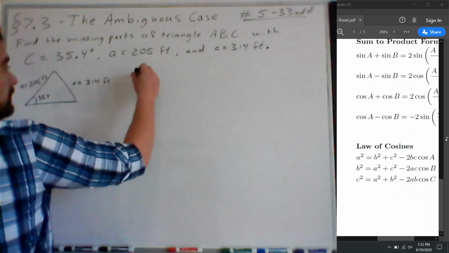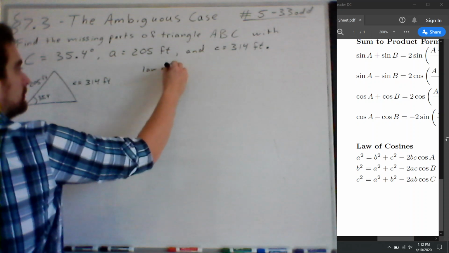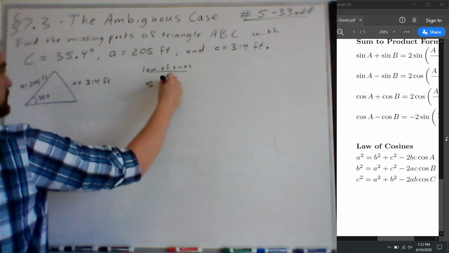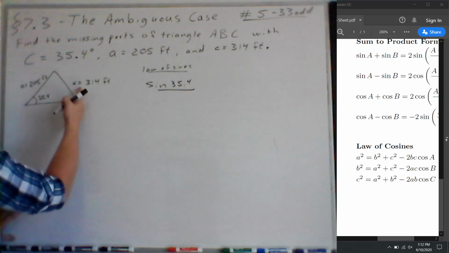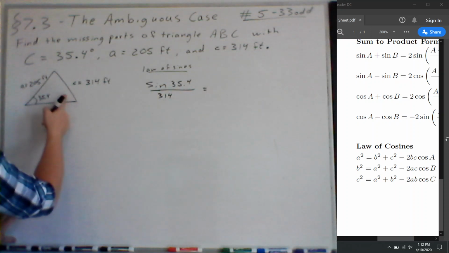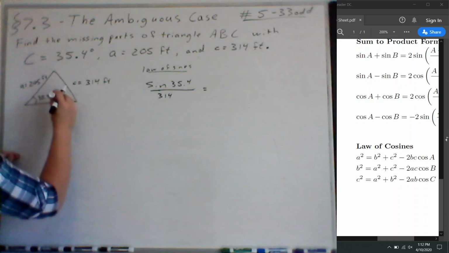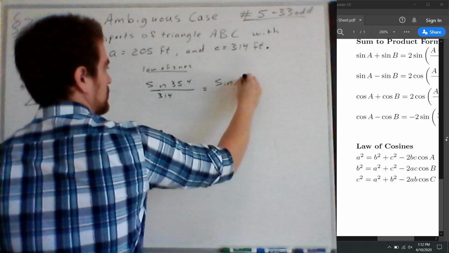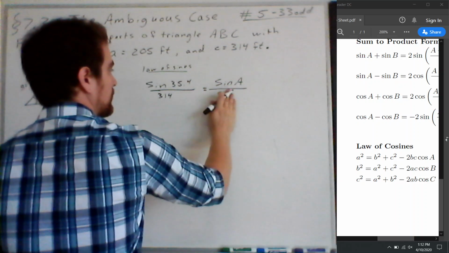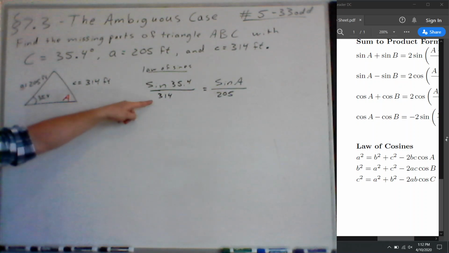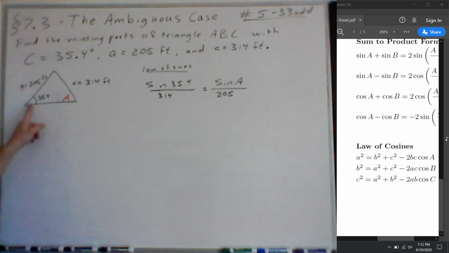I'm going to use law of sines to say that sine of C, which is 35.4, over little c, which is 314, is equal to sine of, this must be capital A because it's opening up to little a. I don't know capital A, but I can plug in 205 for little a. So there it is. Sine of C over c is sine of A over a.